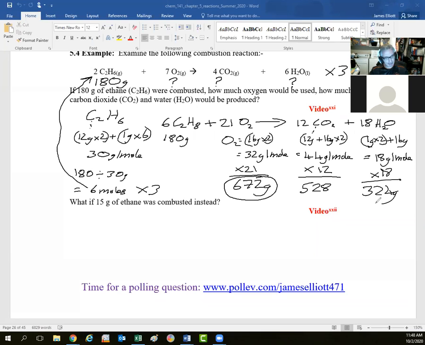Going blind without my calculator, although it is here, so let me check that. Just to be absolutely sure. Total mass in should equal total mass out. So the 180 plus the 672 comes to 852. And that 528 plus the 324, 852. Yes. So total mass in equals total mass out.